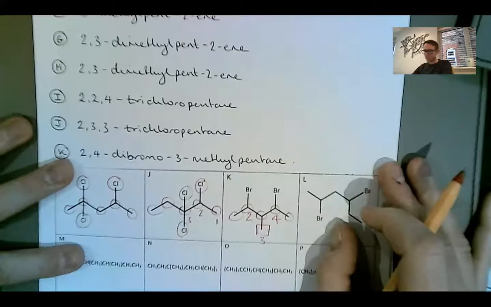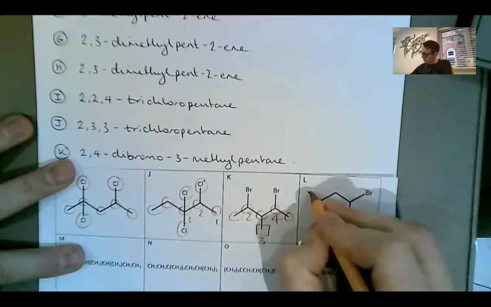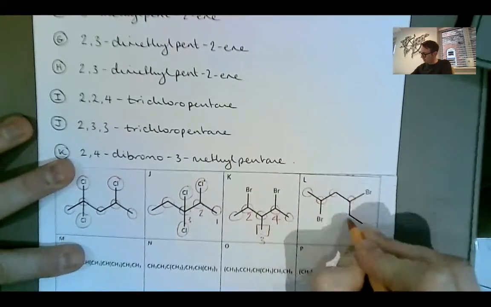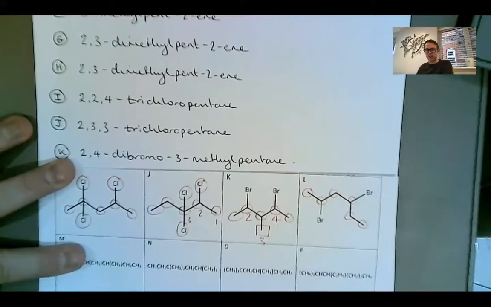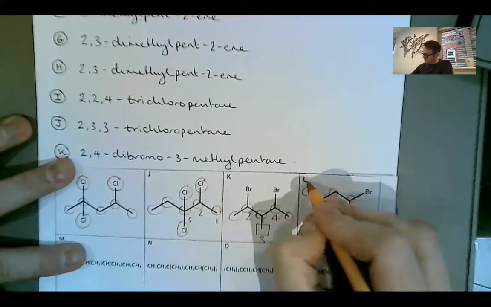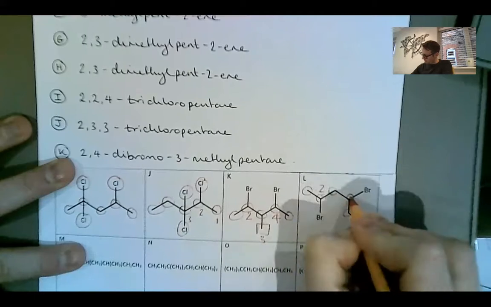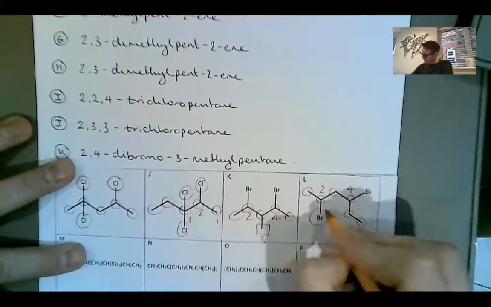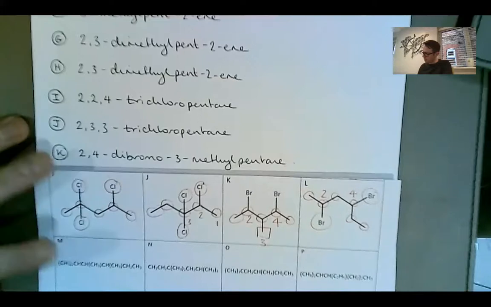Okay. And then last one from these, 1, 2, 3, 4, 5, 6 is my longest chain. If I number it 1, 2, 3, 4, I've got bromines on carbon 2 and 4, so it's 2,4-dibromohexane.